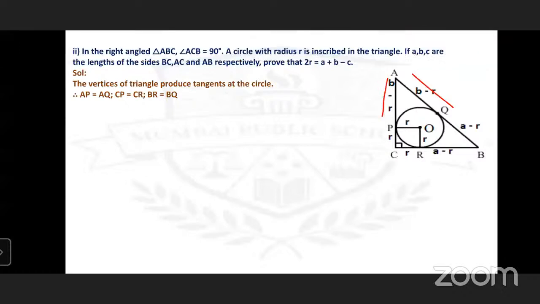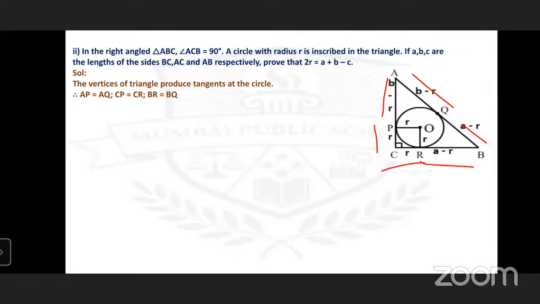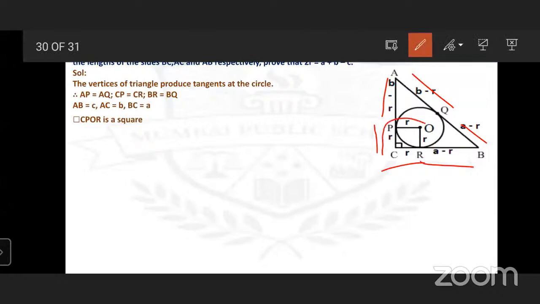First we write. Okay. Now CP is equal to CR, and similarly we write BR is equal to BQ. Clear? Okay. Now next. So AB is given, AB is equal to c, AC is equal to b, and BC is equal to a. Now consider this small quadrilateral CPOR. This one CPOR. So this is equal to R, right?